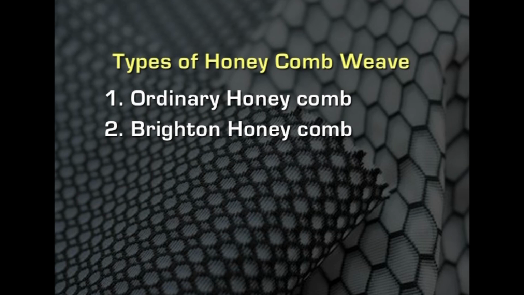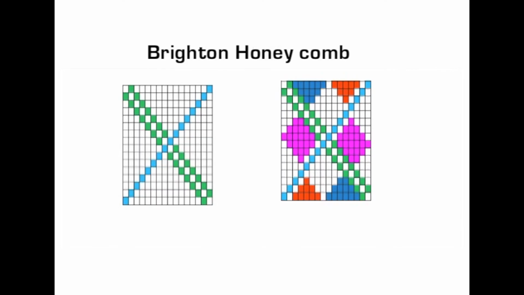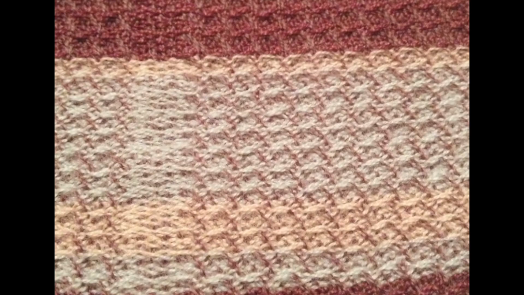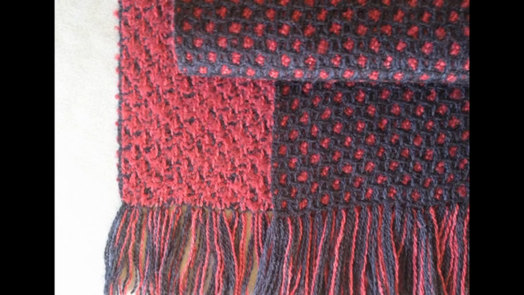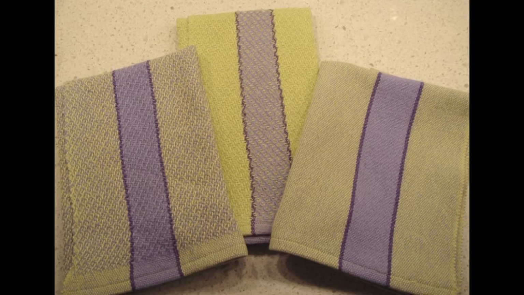Then coming to the second type of honeycomb, that is Brighton honeycomb. This is designed to produce more honeycombs of different sizes on the surface of the fabric. It is a type of fancy weave, with more decorative effect rather than functional. Although the weave is not as frequently used as ordinary honeycomb, it is used in similar qualities for more decorative end uses, and also in some cases hand towels and glass cloths can be produced by this.